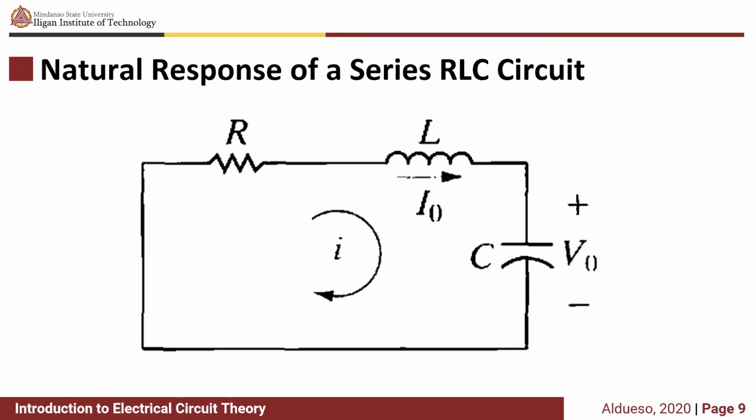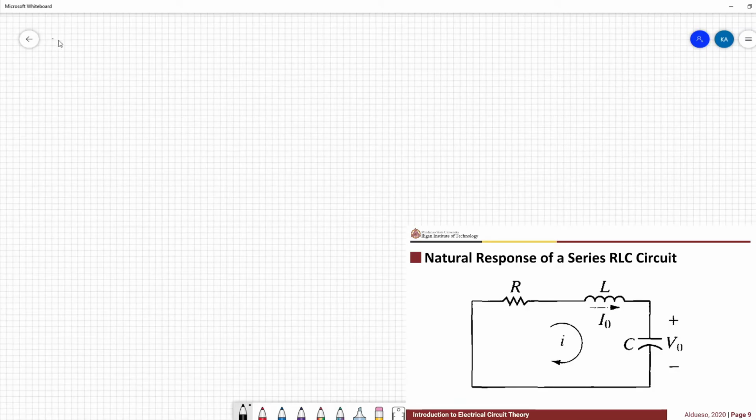Let's proceed with the natural response of a series RLC circuit. So applying KVL at loop I, we have VR, the voltage across the resistor, plus the voltage across the inductor plus the voltage across the capacitor equal to 0.